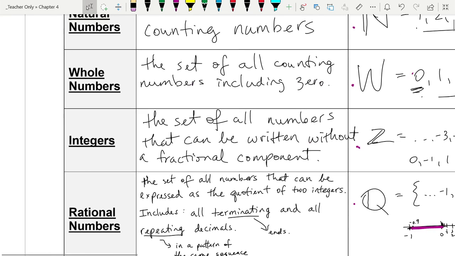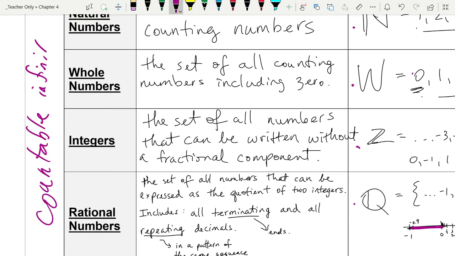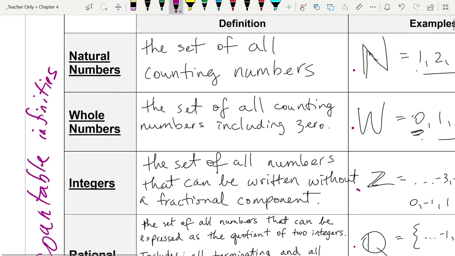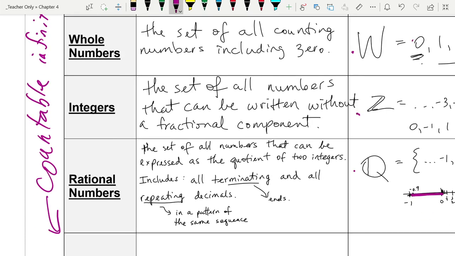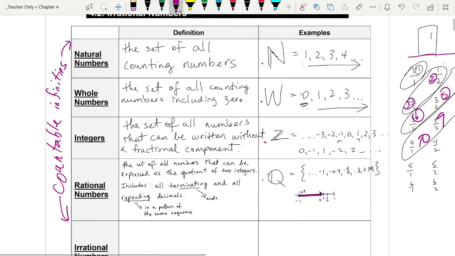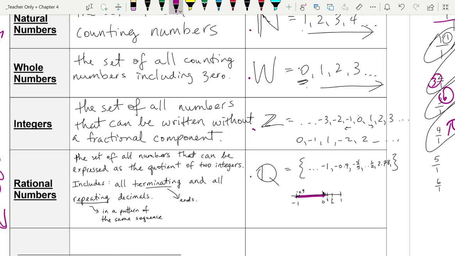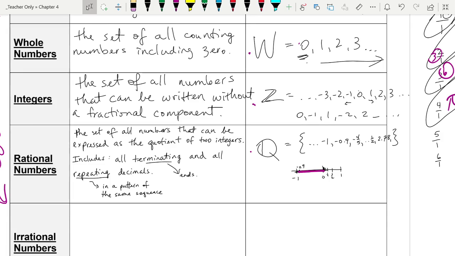And we call them countable infinities. Natural numbers, whole numbers, integers, and rational numbers are countable infinities. They're all the same size. Isn't that cool? All right. That's kind of mind-blowing. So I'll leave you there with a blown mind.